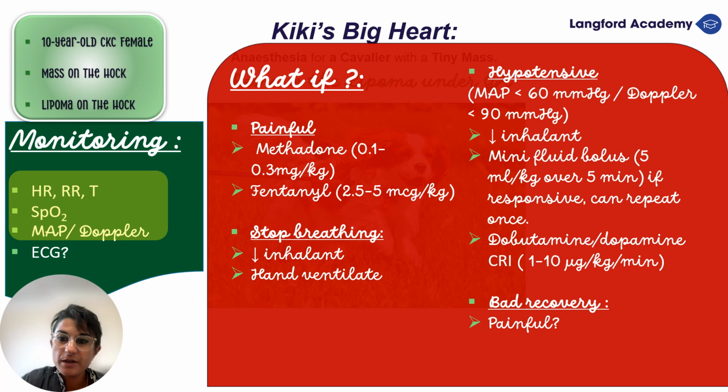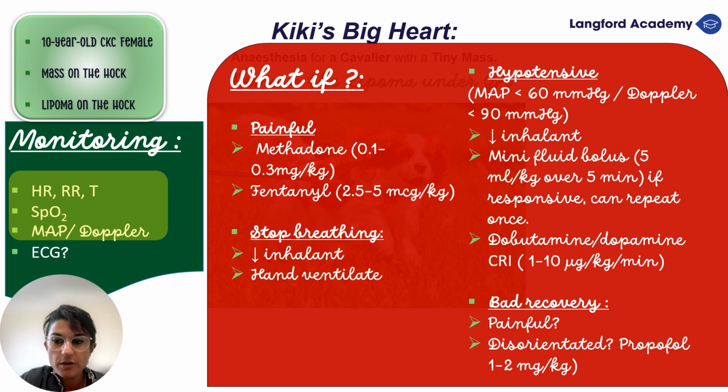Now, if you have a bad recovery, that's possible, that happens, especially when they're a bit old. You want to ask yourself, are they painful or are they disorientated? If they're painful, you give analgesia such as methadone or fentanyl. But if they're disorientated, you may consider giving some boluses of propofol, 1 to 2 mg per kilo.